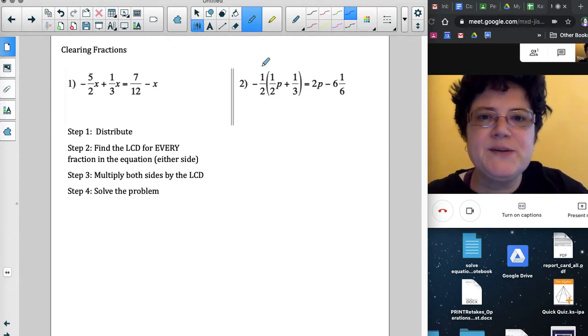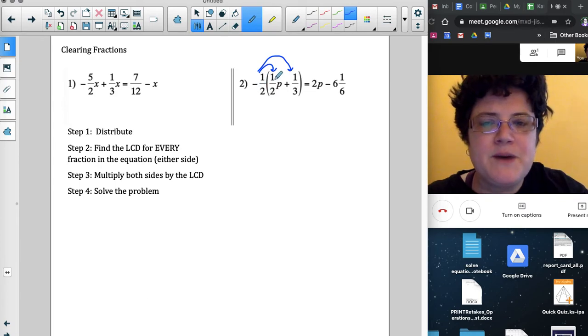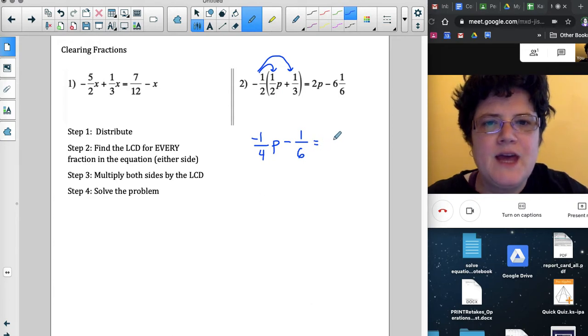Okay, so first thing we're going to do is here we have an opportunity to distribute, so we're going to go ahead and do that. So negative 1/2 times positive 1/2, negative 1 times 1 is negative 1, 2 times 2 is 4, so that's negative 1/4 p. Then I'm going to multiply negative 1/2 times positive 1/3. So negative 1 times positive 1 is negative 1, and 2 times 3 is 6. And that's equal now to 2p minus 6 1/6.